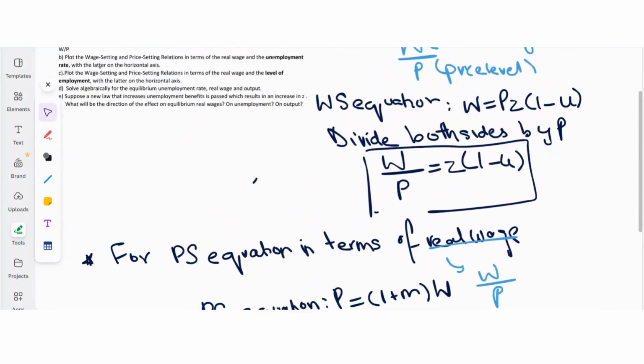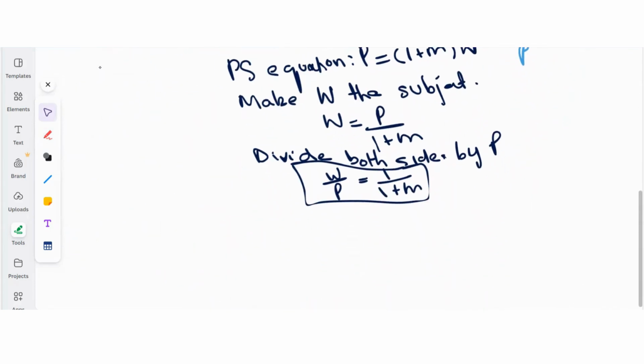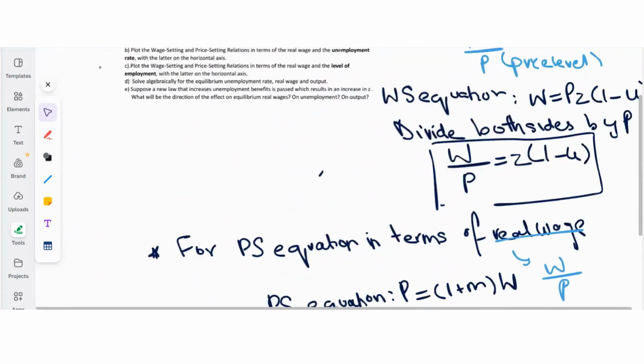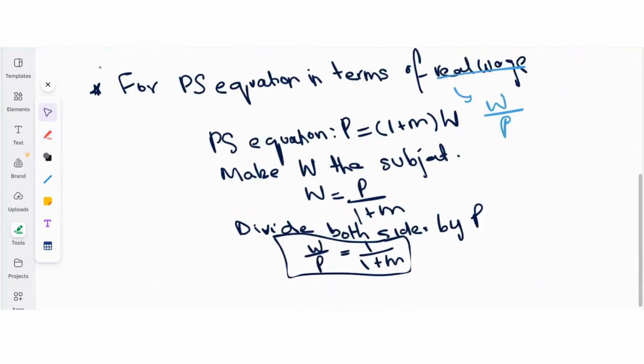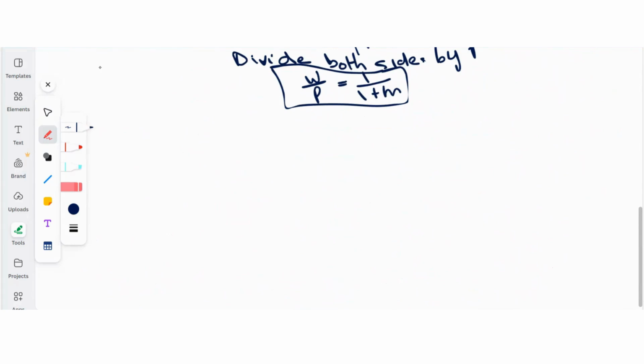This was the WS equation in terms of the real wage, right? So now the next part, if we go back, asks us to plot the wage setting and price setting relation in terms of the real wage and the unemployment rate, with the latter on the horizontal axis. Later we'll see how we can plot it against the level of employment rather than unemployment. So now let's plot it. That was the point of writing it in terms of the real wage, because now you can easily plot it, right?